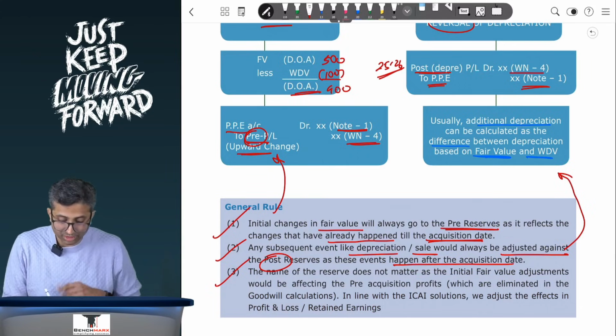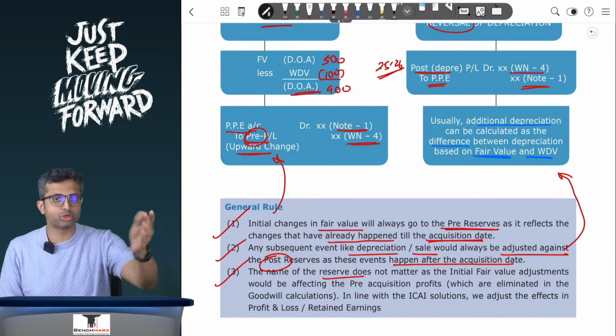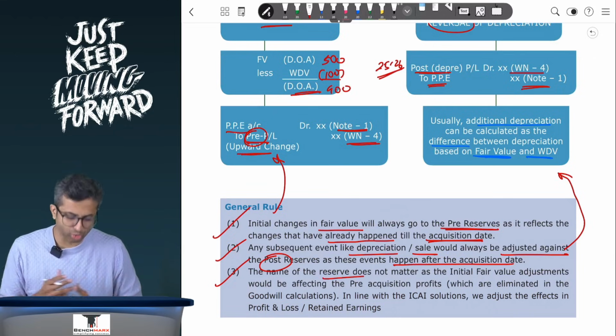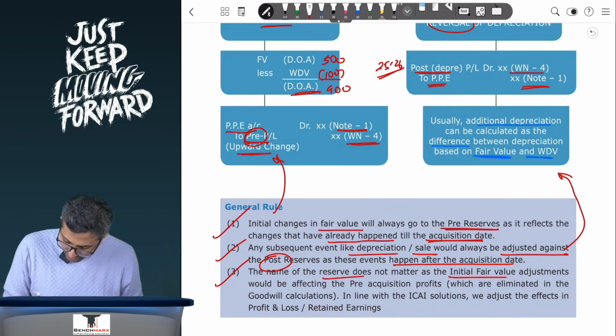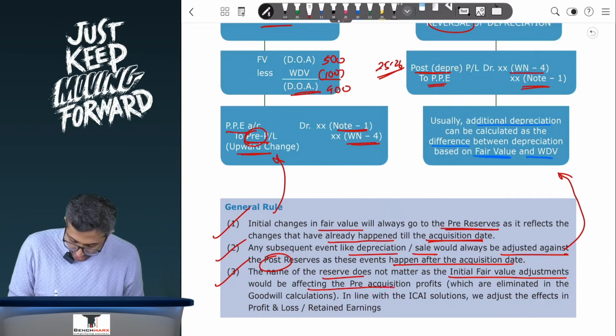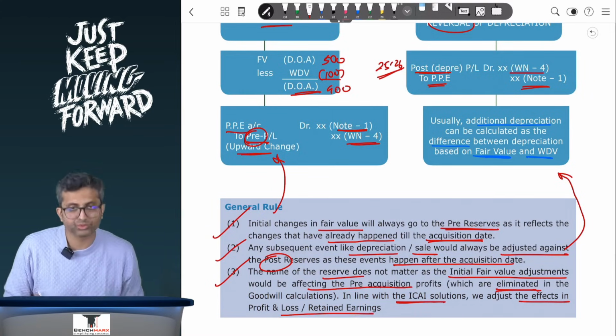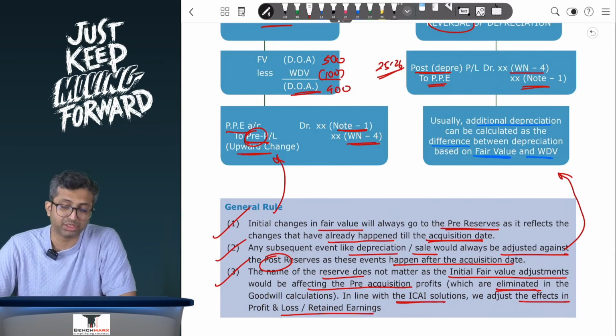Again, we said the name of the reserve does not matter. If you want, you can show a different name of a reserve, but it does not matter. The Institute also does not do it, as the initial fair value adjustments would be affecting the pre-acquisition profits, which are in any case eliminated. In line with the ICAI solutions, we adjust the effects in the profit and loss or retained earnings as the case may be.